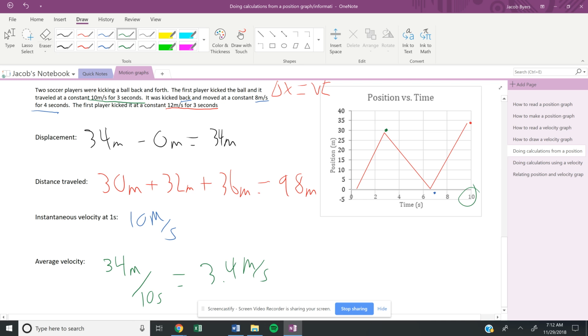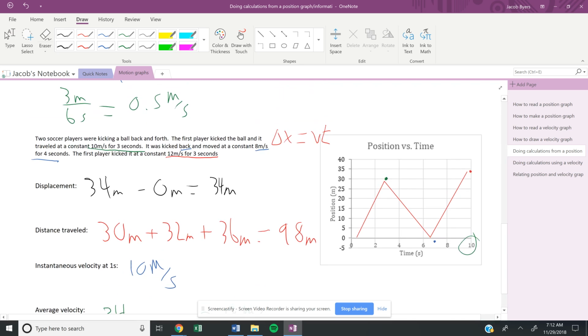Okay. Always just make sure you know which graph you're looking at. If you're using a position graph, these are the main things you're ever going to be looking for. Just follow those steps. As always, you'll get the right answer, hopefully.